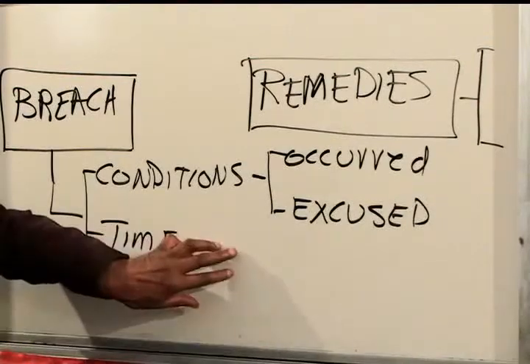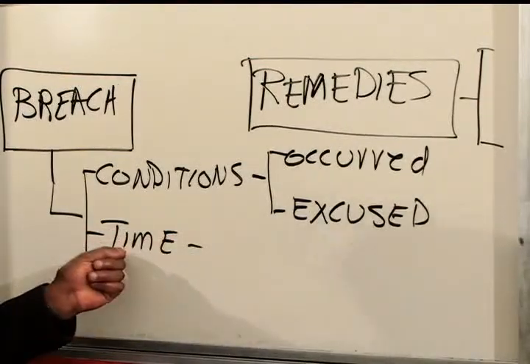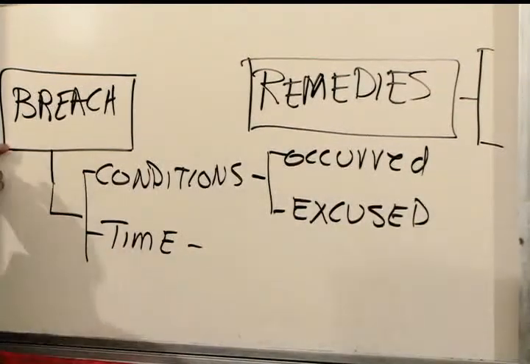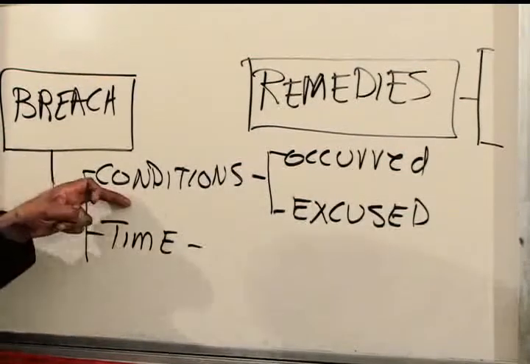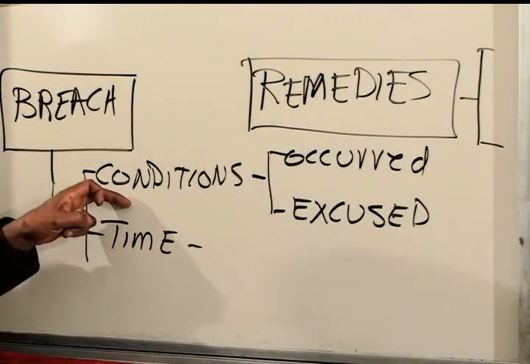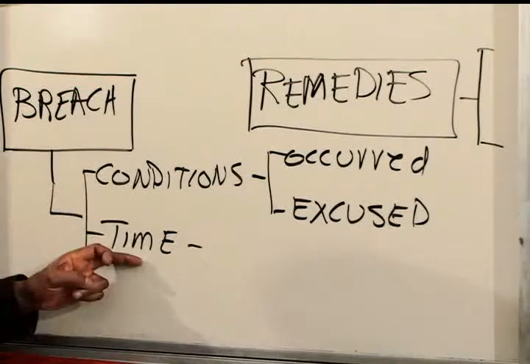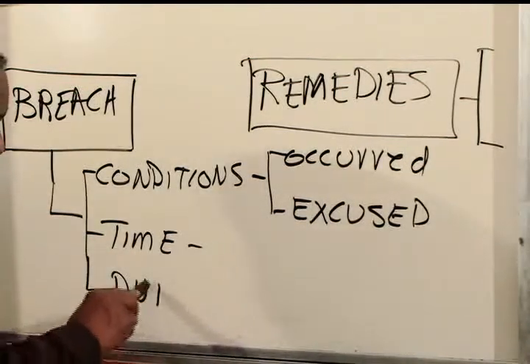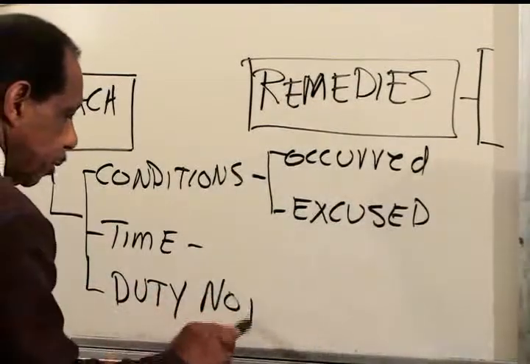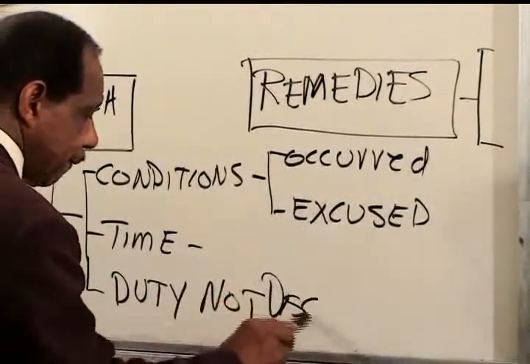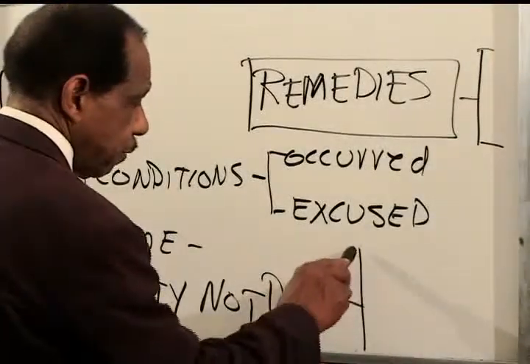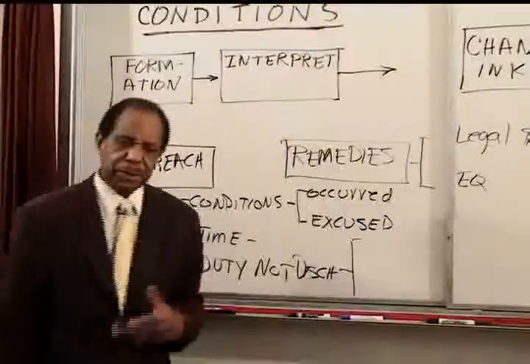But except for those exceptional cases, you have to wait until it's time for me to perform to see whether or not I'm going to perform or I'm going to breach. So a breach of contract requires all conditions preceding to my duty to perform have occurred or been excused, time for performance has arrived, and the final requirement is that the duty is not discharged. And my duty to perform the contract can be discharged in a lot of ways.